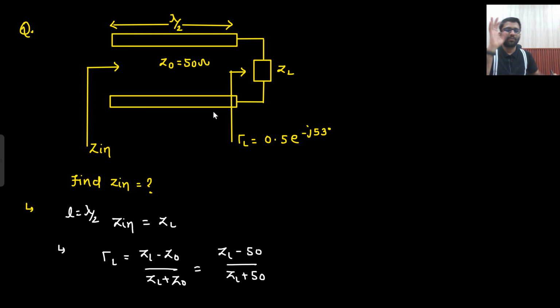Now my gamma L value is complex. So whenever these kind of calculations are coming in front of you, what do I need to find? I need to find ZL. So my target would be that I will take ZL on the left hand side and the rest of the things on the right hand side, because I don't want to do the complex calculation. Here I am not putting the value of gamma L, because gamma L is complex, and then it would make my calculations a bit tougher.